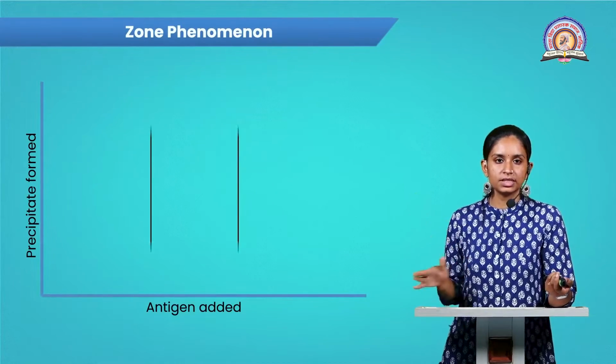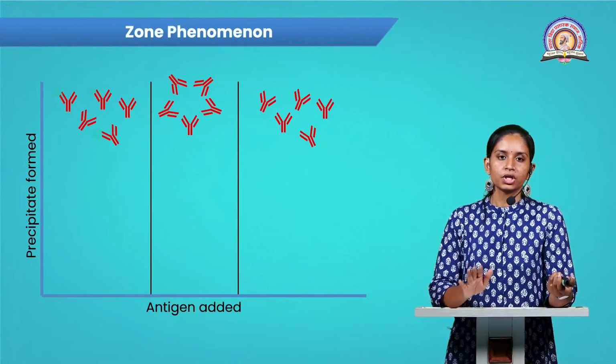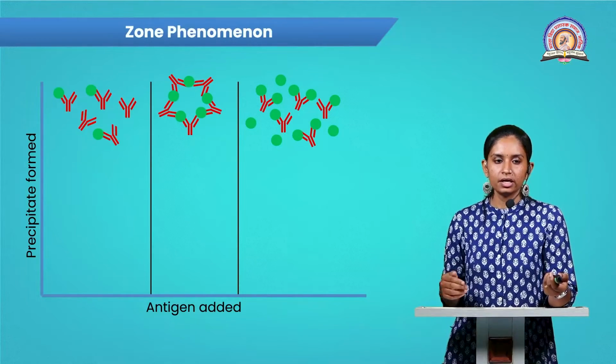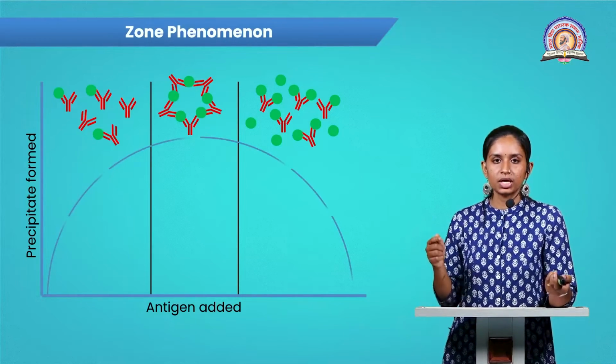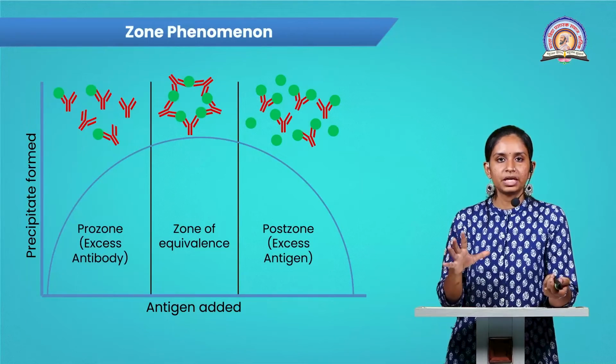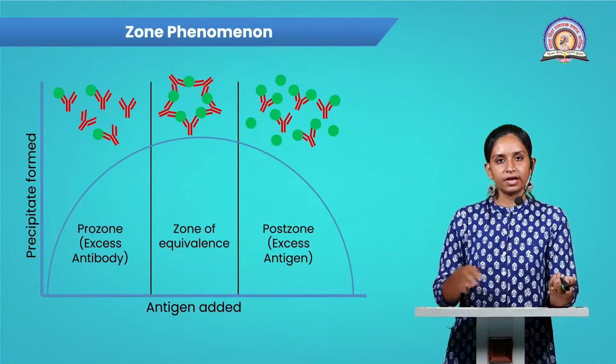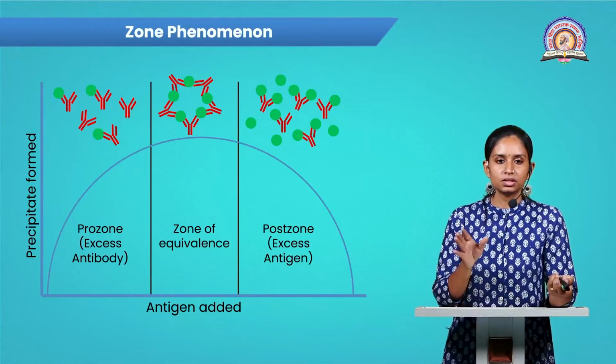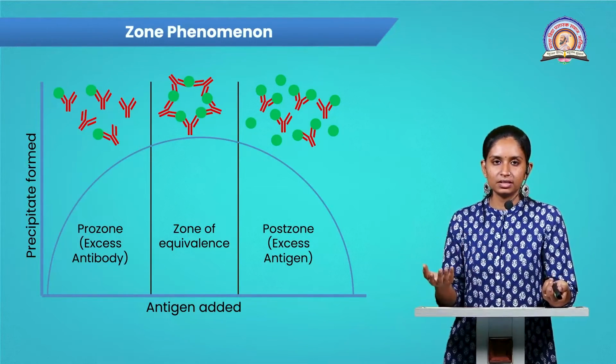So you can see this curve. On this curve, on the x-axis you can see antigen added, and on the y-axis you can see the amount of precipitate formed in the reaction. So you can divide this curve in three segments. In the middle region is the zone of equivalence.